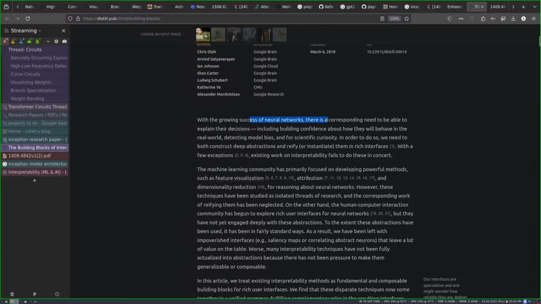With the growing success of neural networks comes a corresponding need to be able to explain their decisions, including building confidence about how they will behave in the real world, detecting model bias, and for scientific curiosity. In order to do so, we need to both construct abstractions and reify or represent them in interfaces. With a few exceptions, existing work on interpretability fails in these respects.